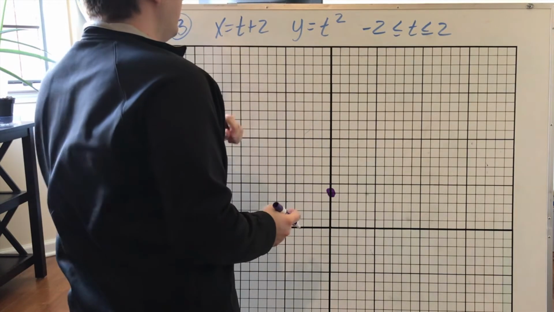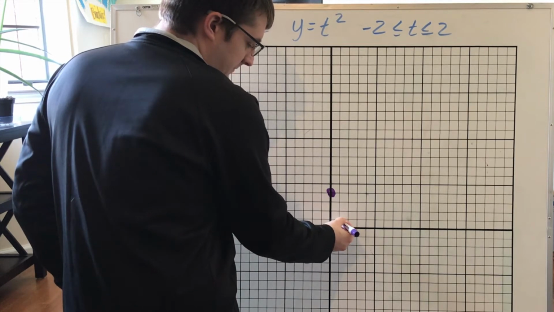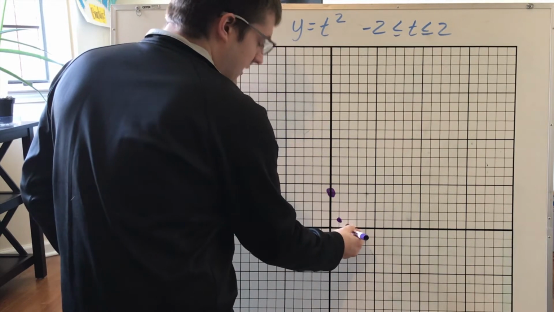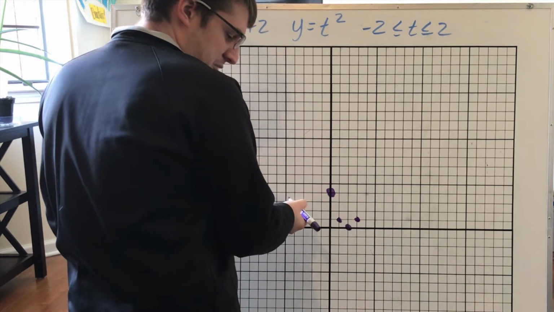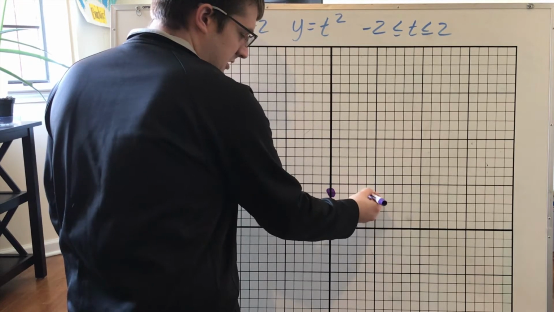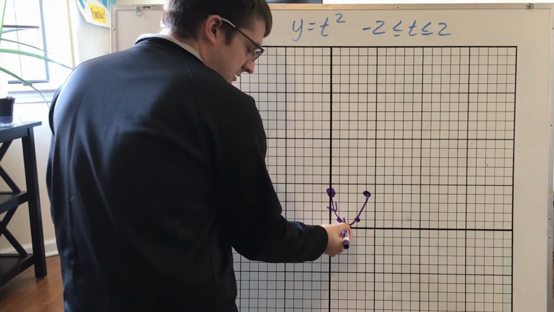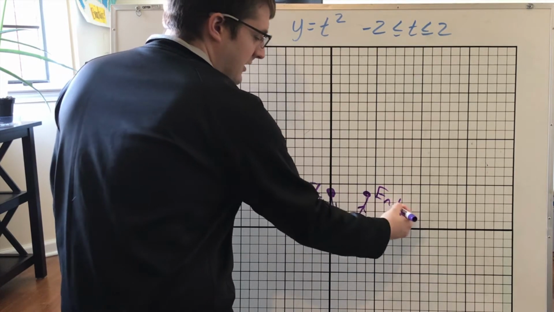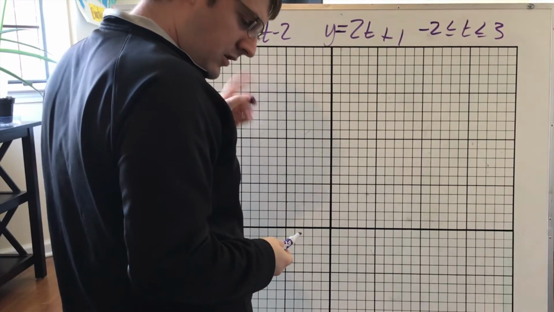Next, I will do -1, so I plug that in, and I'm going to get 1, comma 1. I'll plug in 0, I'll get 2, comma 0. I'll plug in +1, going to get 3, comma 1. And I plug in 2, and I'm going to get 4, 4, which is right here. And that's going to be my graph with some extra things, right? I want to add some little arrows in here, maybe label where we start and where we end. But that is 3A. Okie dokie, 3B.